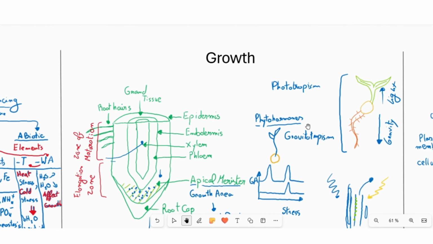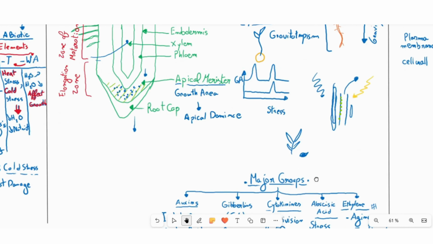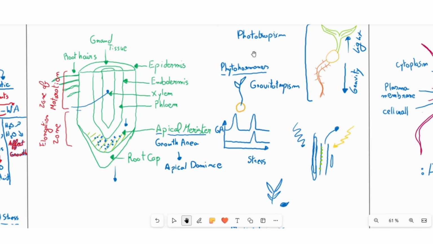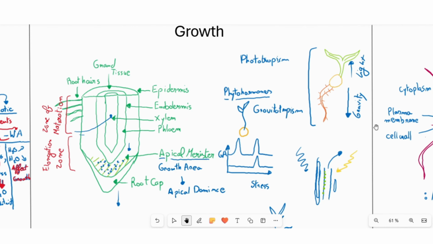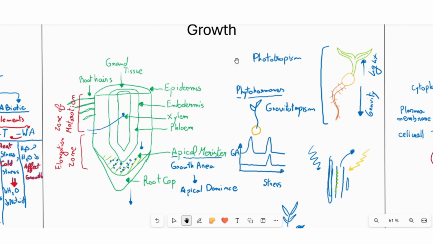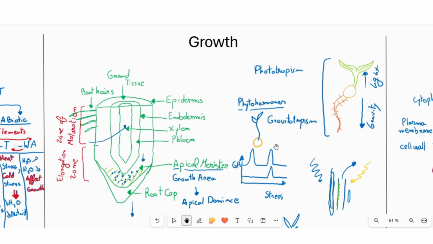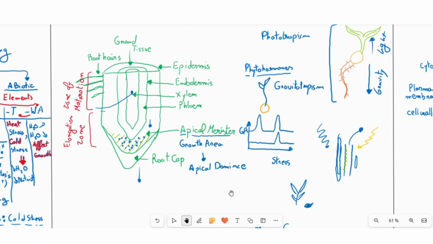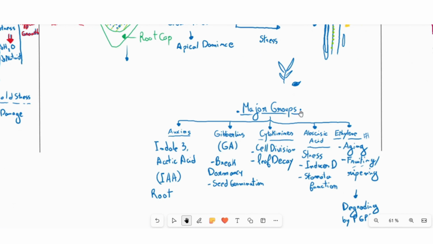So as you can see, all of these phytohormones play an important role from the moment of germination to the growth of the plant. So I hope this was easy to understand. If there are any mistakes or something that I forgot to mention, then definitely leave a comment.